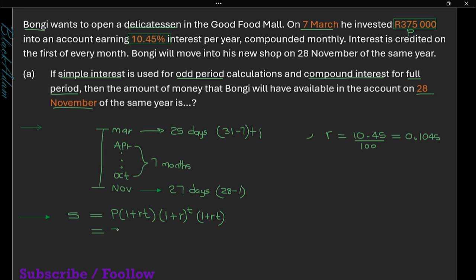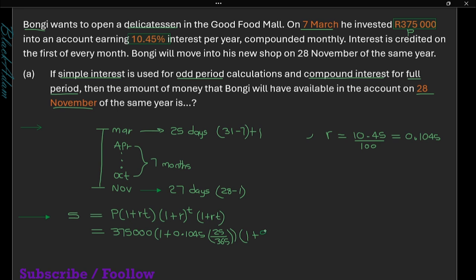So we need to fill in the information. That's 375,000 times the bracket, 1 plus the interest rate 0.1045, all divided by 12. No, that's not going to be that, it's going to be simple interest. So it's going to have 0.1045 multiplied by the time, which will be 25 divided by 365. That's the time ratio. So we're done with the first part, which is simple interest.